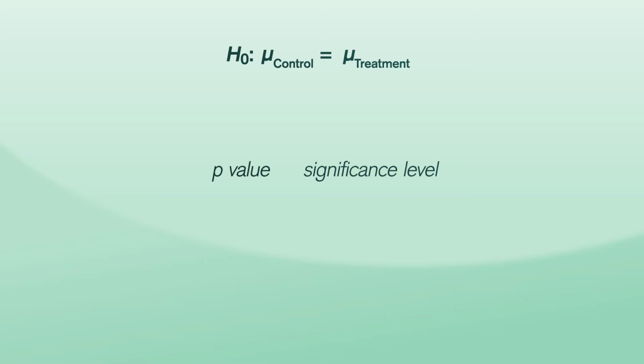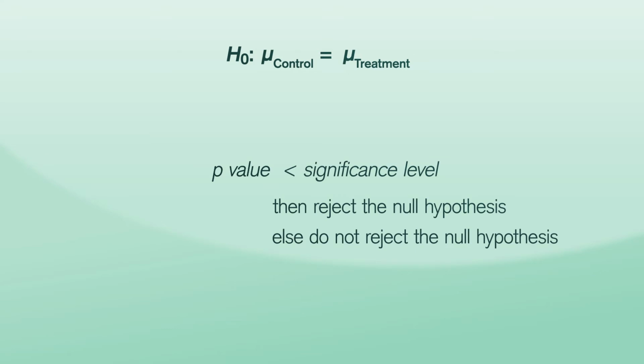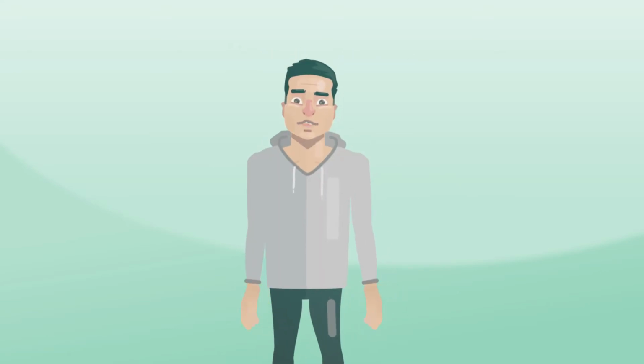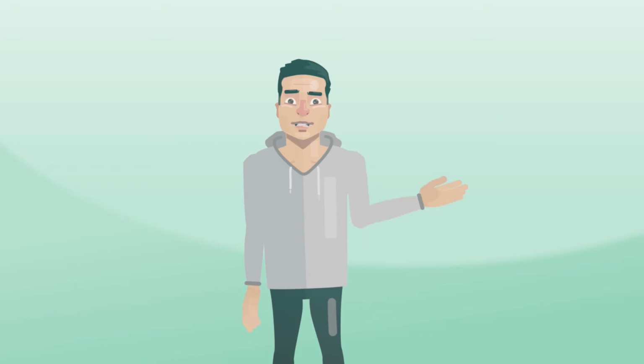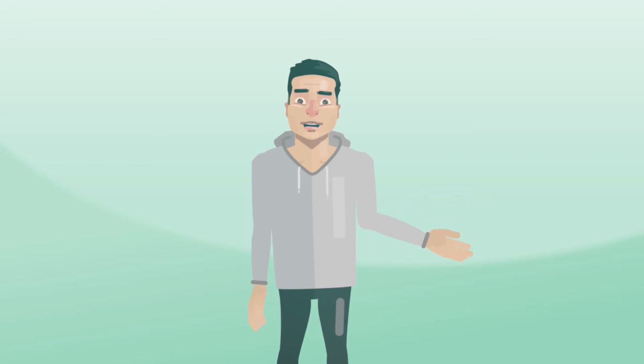If the p-value is smaller than the significance level, we reject the hypothesis that the population means are equal at that significance level and conclude they are statistically significantly different. Else, we cannot reject the null hypothesis. This has hopefully given you insight into the hypothesis testing process for two independent populations.